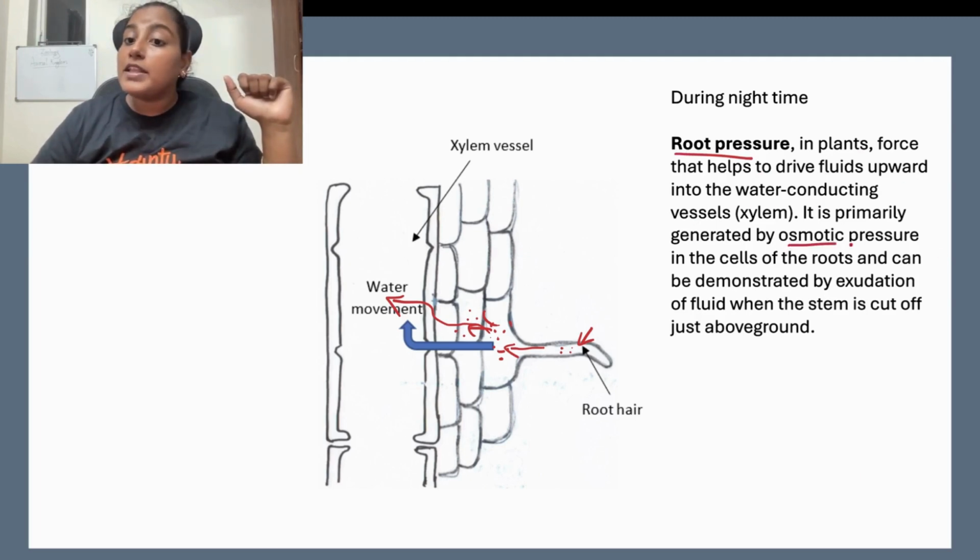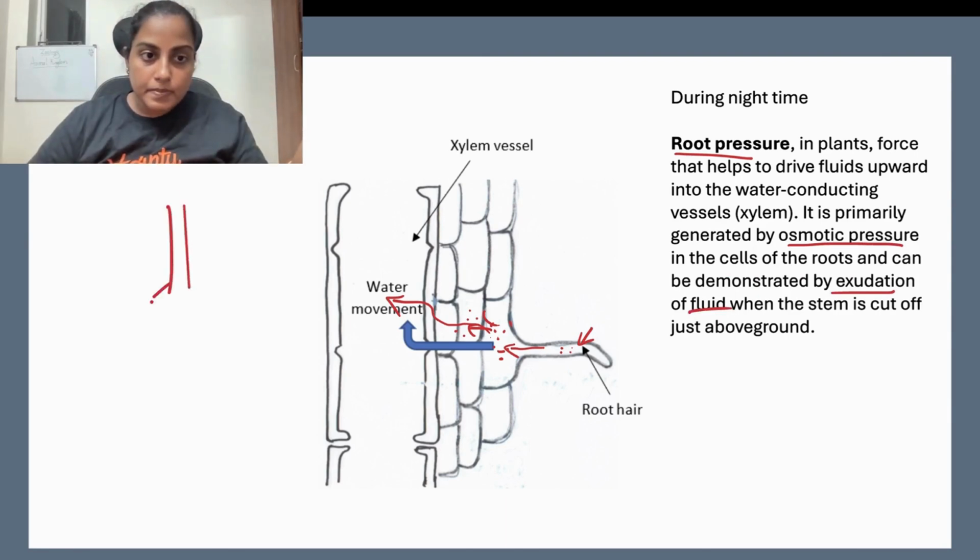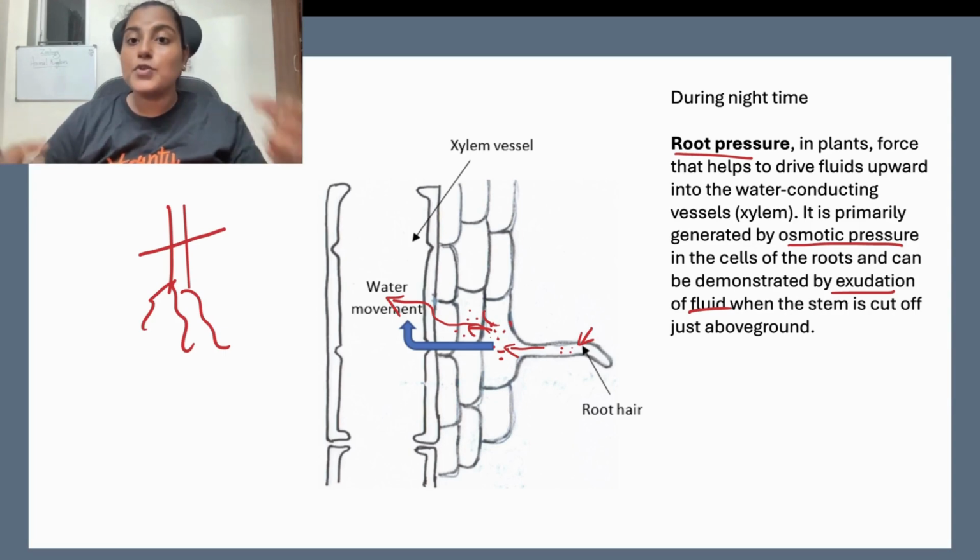It is primarily generated by the osmotic pressure in the cells of the root and can be demonstrated by exudation of fluid when the stem is cut off. So imagine there is a plant stem, and if you make a cut at the bottom like this, and if you see the cross section, you can see droplets of water, right? That is because of the root pressure. That's what they are saying there. So what is happening here? By osmosis, the root hair is absorbing the water and putting it into the root cells. The root cells become turgid so that they push some amount of water to the adjacent cell. They become flaccid again, absorb water, and this continuously takes place, and this pushing force will push the water into the xylem vessel, and that pushing force will drive the water in the upward direction.